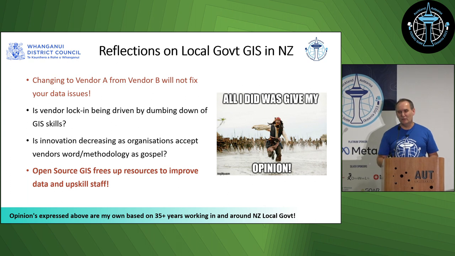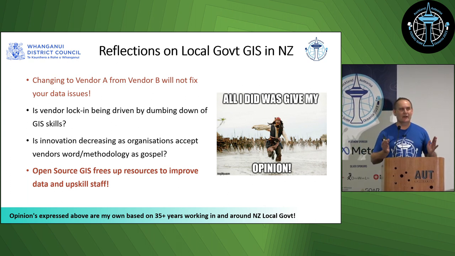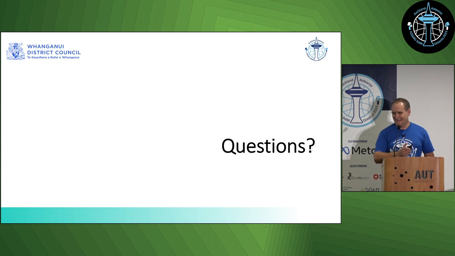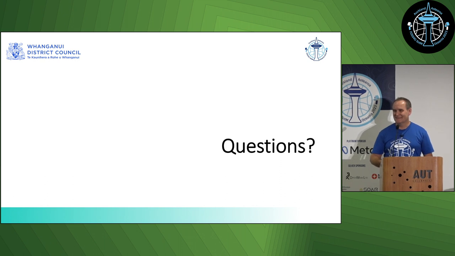Okay, now one thing we really have learned. Open source GIS does free up resources and it does allow us to improve our data and upskill our staff. So that's one really awesome takeaway. And like it says there, all I did was give my opinion. That's pretty much it. I'm open to questions. I don't know how I'm doing for time. You've got 6 minutes. Oh, there we go. We've got 6 minutes of questions.